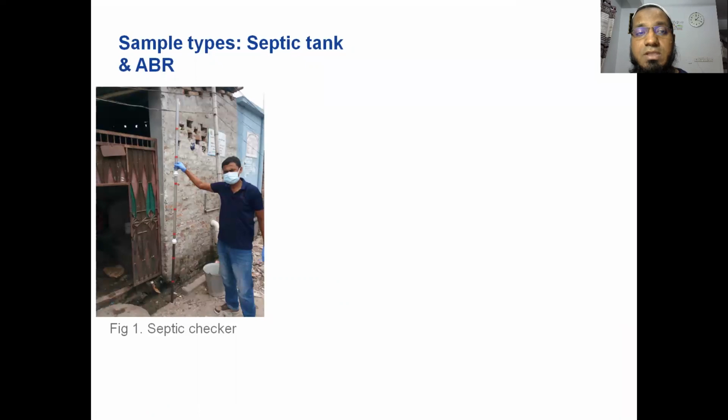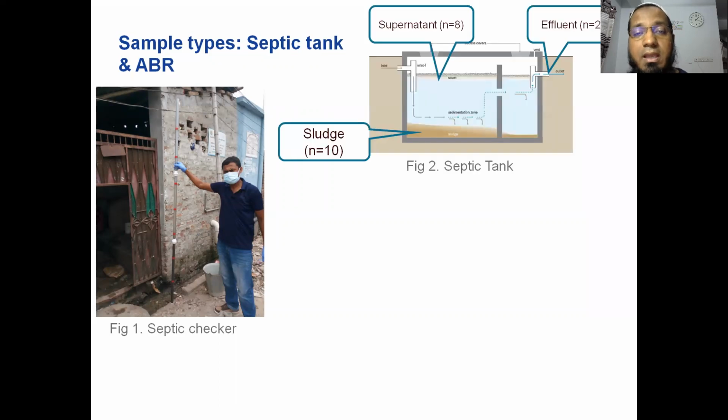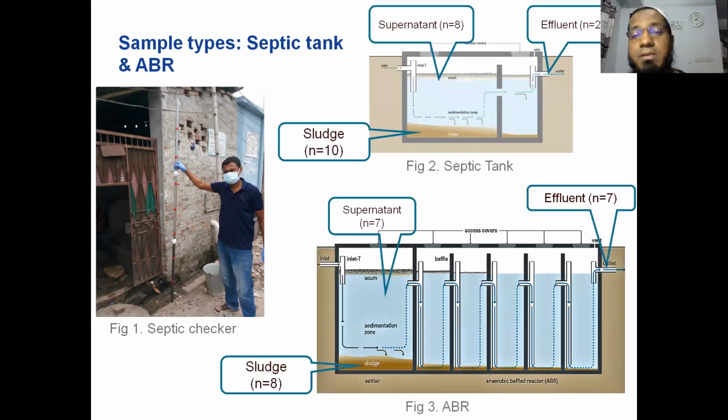We used septic checkers. This is the device that can measure the different layers of samples, like the layer of sludge, the layer of supernatant, and also scum. From the septic tank and ABR, we collected 3 different types of samples from each system. For example, the sludge from the bottom of the first chamber, supernatant from the liquid portion of the first chamber, and effluent from the outlet of the chamber.